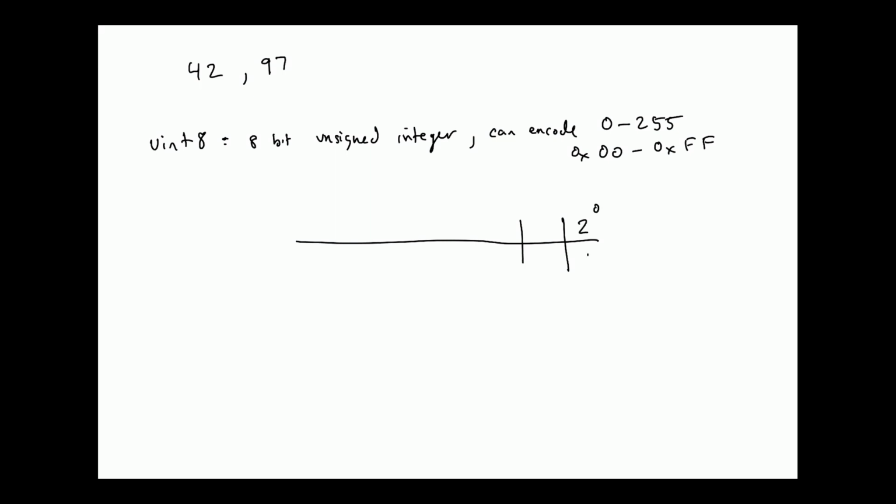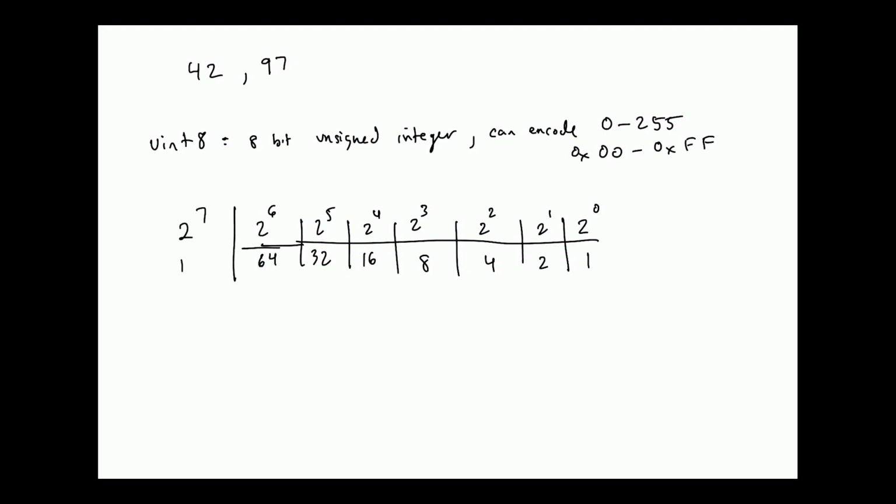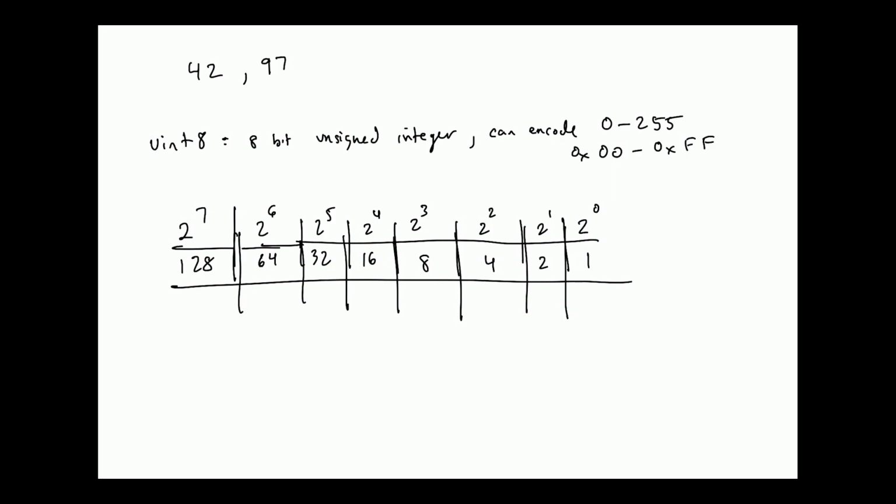If I want to encode these two numbers, let's start with 2 to the 0, which is our ones place. Let's just write down all the places. These would be the 8 possible place values for our 8-bit number. And again, if it were a larger number of bits, you would just keep going. Okay, so let's take our first number, 42.